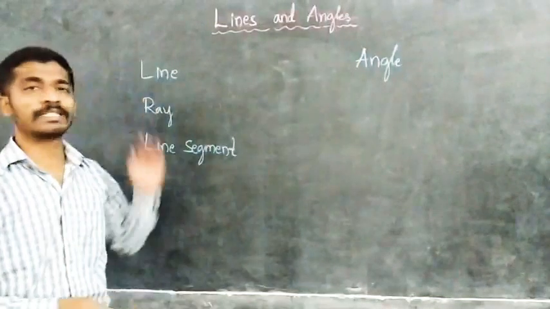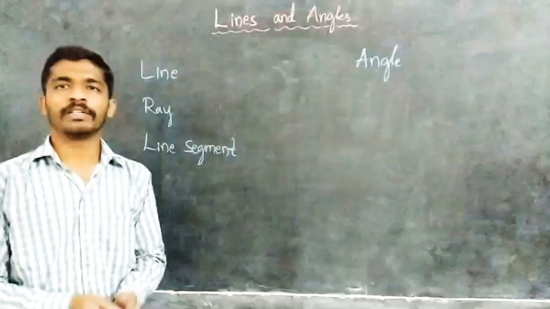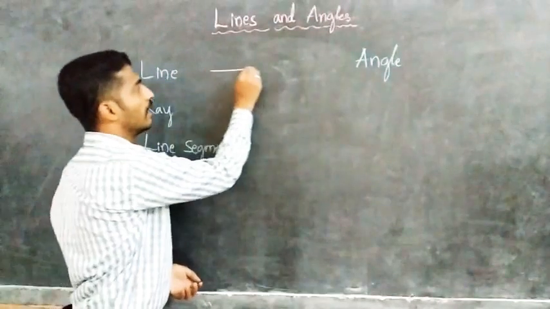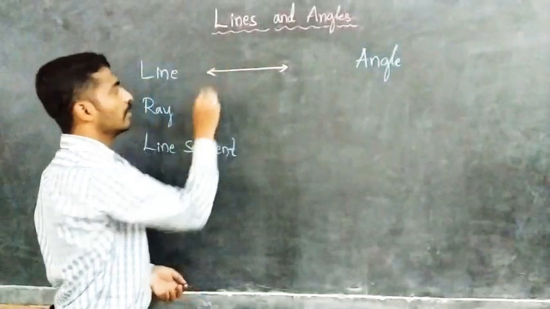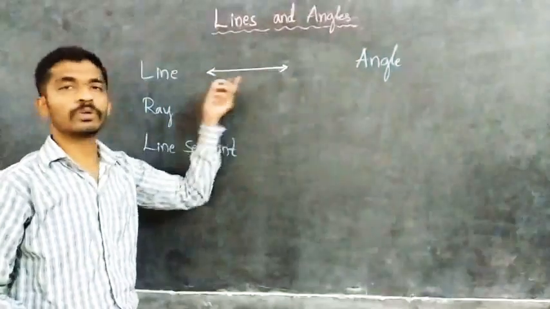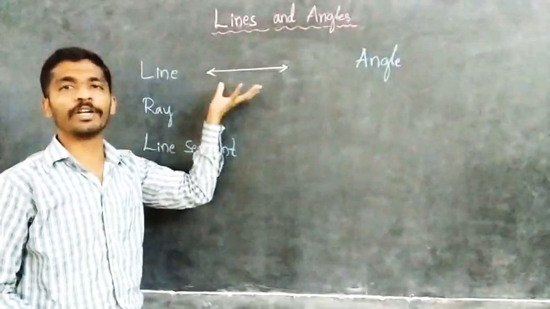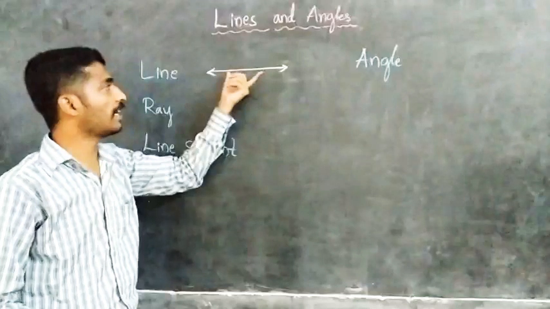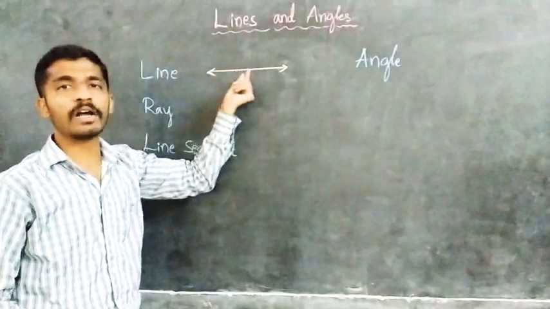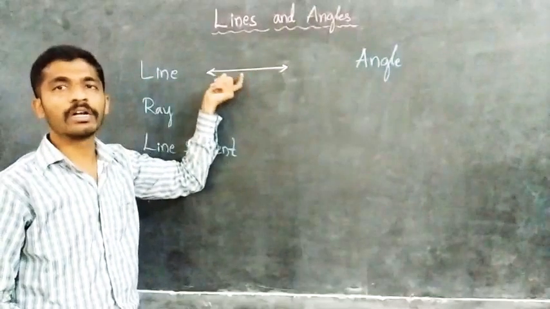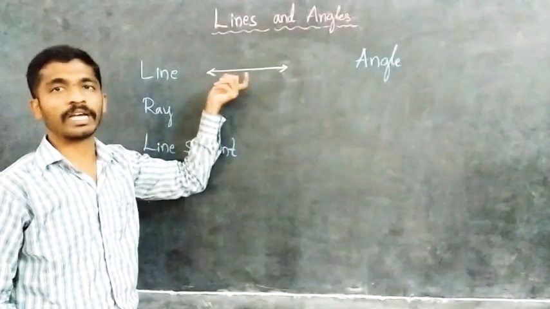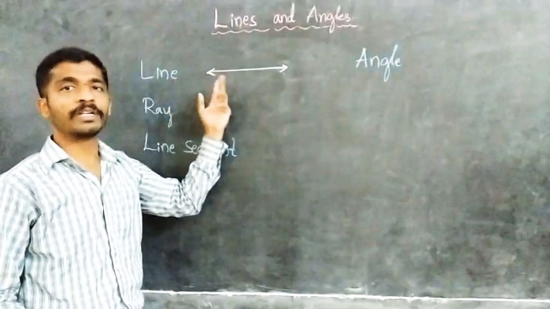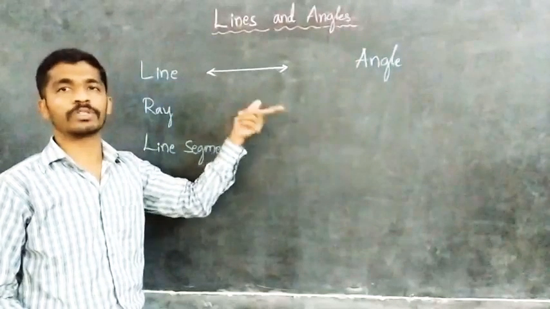What is a line? Already we know that a line is a collection of points. If I take a line with two arrows, there is no end point for this line. A combination of points means the line has points on it. Those are collections of points, and collections of points can give us a line. So a line has two arrow marks on both sides.